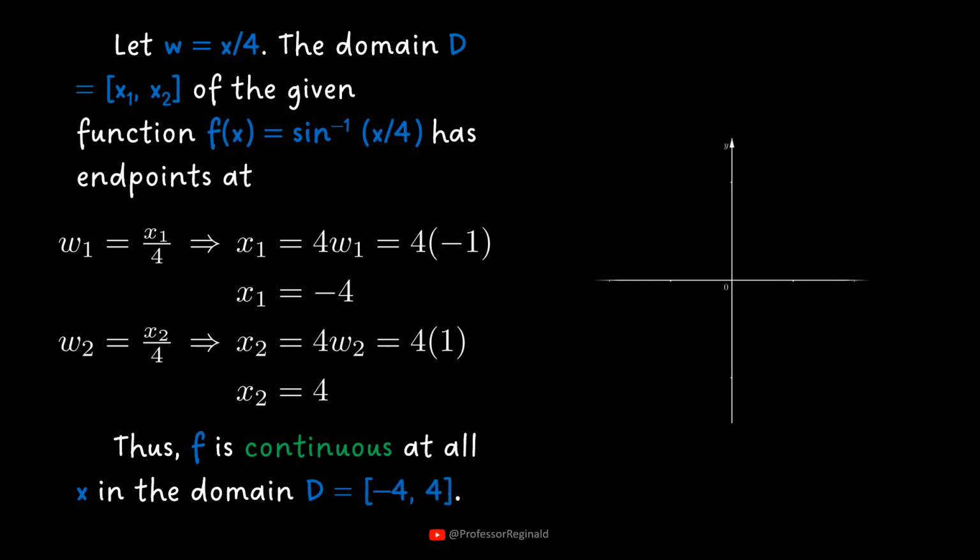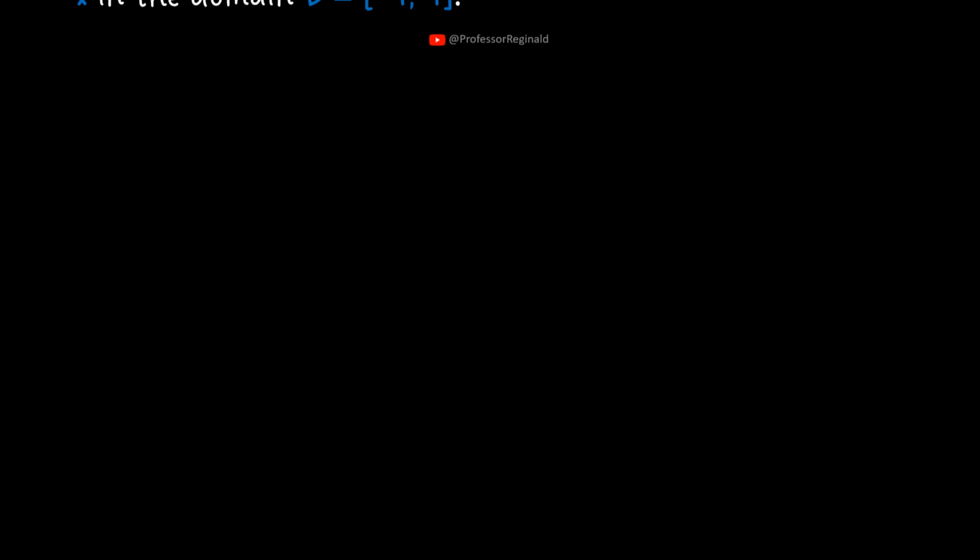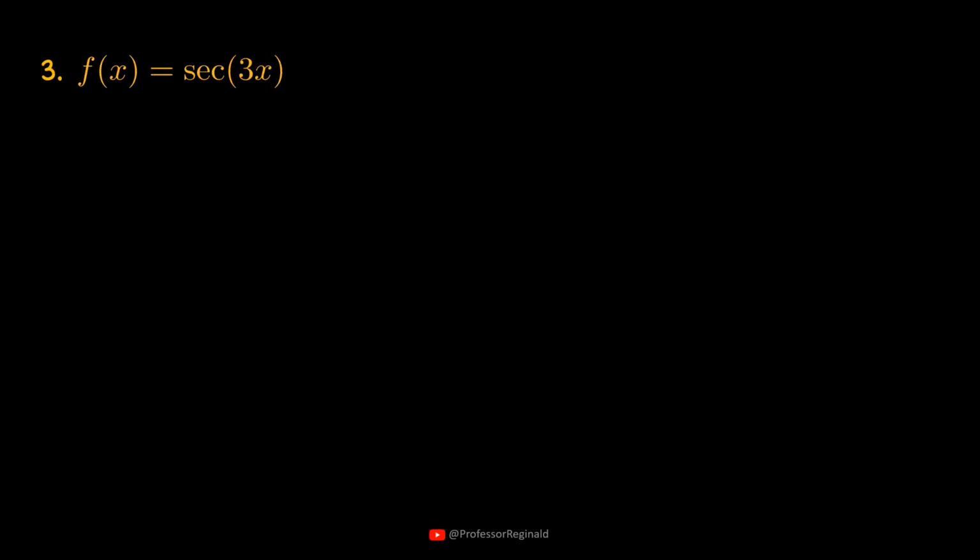The figure on the right illustrates the graph of f in terms of the given variable x. F of x equals the inverse sine of x over 4 is defined and continuous on the closed interval -4, 4. Number 3. F of x equals the secant of 3x.